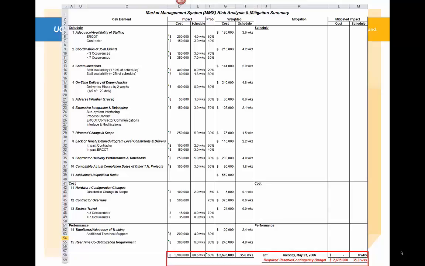And notice the right-hand portion of the page is totally blank, nothing in schedule, cost, performance. In other words, this is our raw risk assessment before we have taken any mitigation into account or tried to mitigate the impact. To mitigate the impact is to reduce the impact of the risks and further improve the situation. Because at $2.695 million, that's still a lot of money.